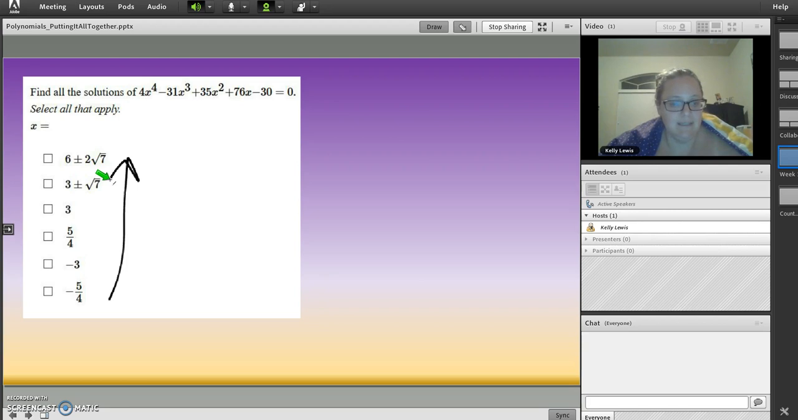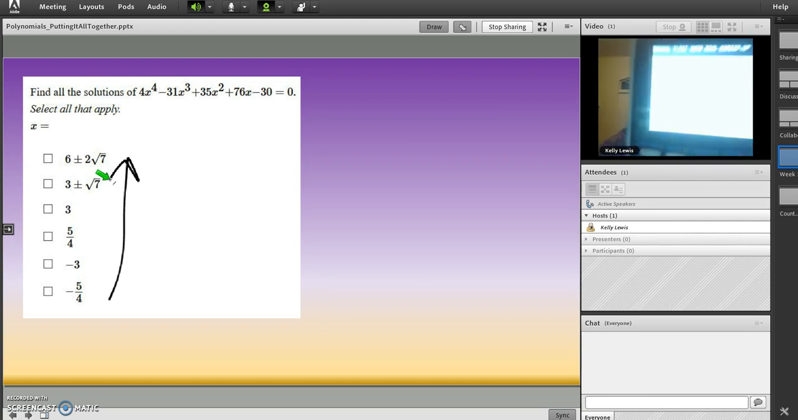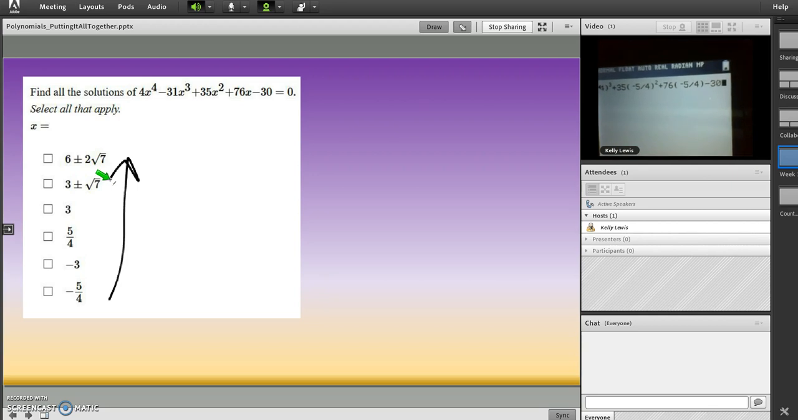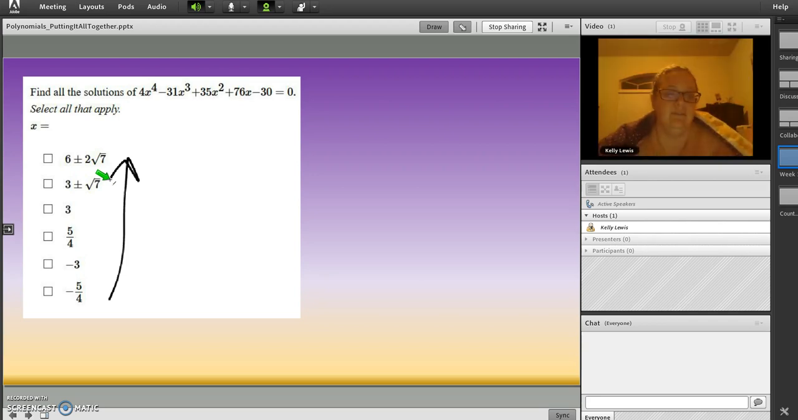So I'm going to go 4 parentheses, negative 5 fourths, up 4, minus 31, negative 5 fourths, up 3, plus 35, negative 5 fourths, squared, plus 76, negative 5 fourths, minus 30. Like I literally, just everywhere there's an x, I just type that negative 5 fourths. So this one is a solution. I'm going to get 0 because the degree is 4.